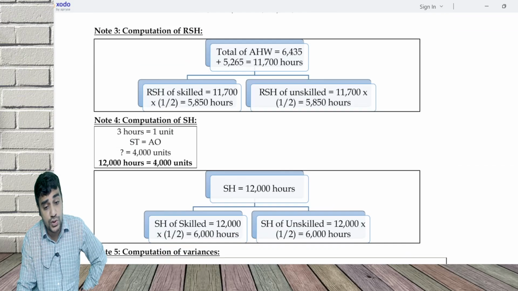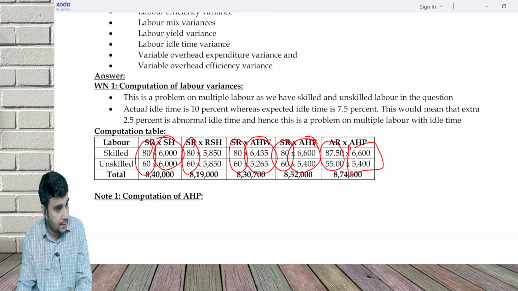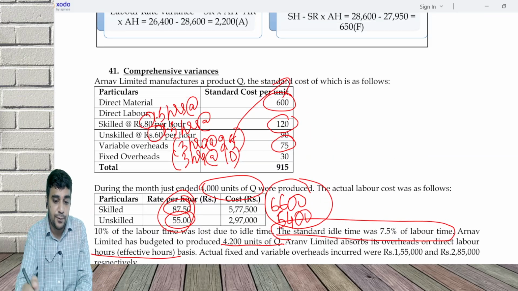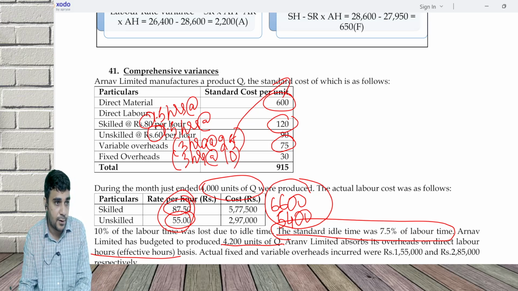Any doubts on the most important learning: only 2.5% is idle time. And when you read the question itself, if you create this 1.5 hours at 80 per hour, 1.5 hours at 60 per hour, it becomes fairly simple. It becomes fairly simple for us to do it.